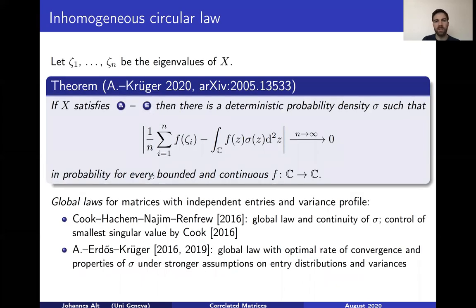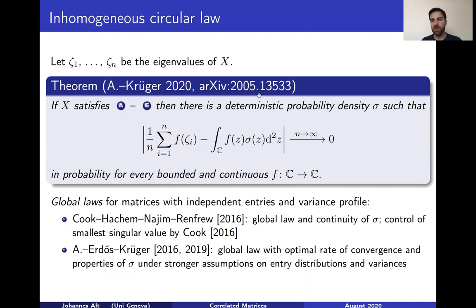Our first main result is the inhomogeneous circular law that I obtained recently in joint work with Torben Krüger. It reads as follows. We assume that X satisfies the conditions A up to E that I presented to you on the previous slide. Then there exists a deterministic probability density sigma on the complex plane, such that if I evaluate a function f in all eigenvalues zeta 1 up to zeta n of X and average these function values, then this is well approximated by f integrated against the probability density sigma as n goes to infinity. This convergence holds in probability and for every bounded and continuous function f on the complex plane.